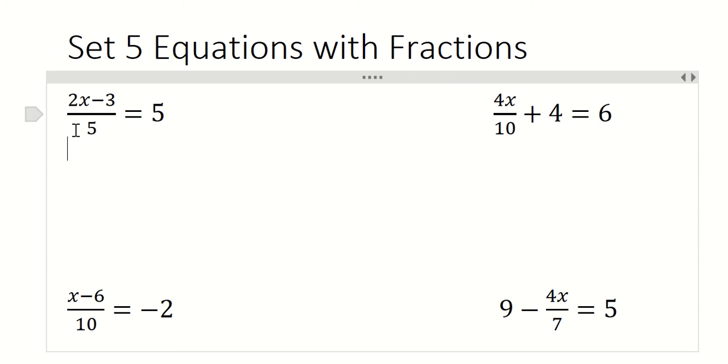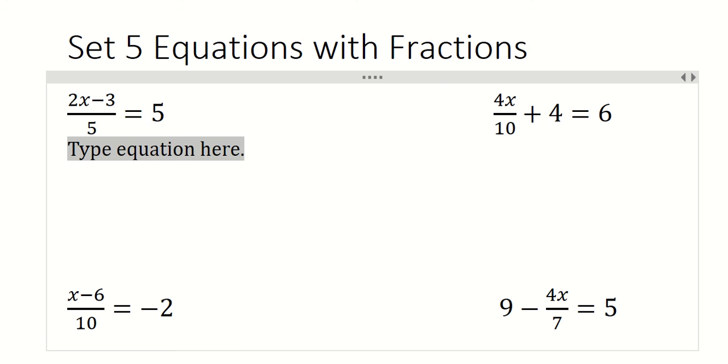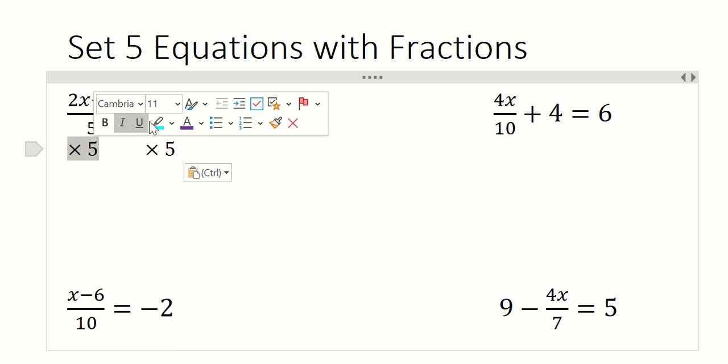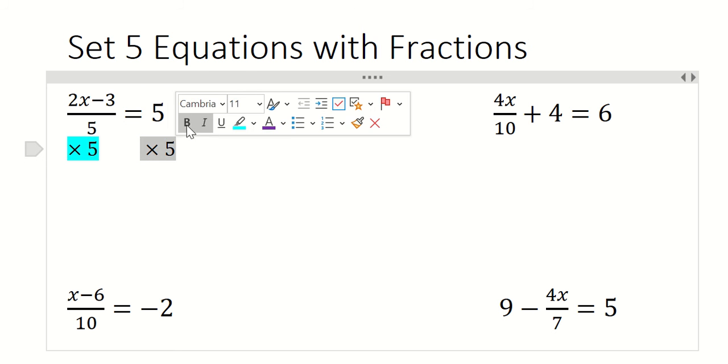So the easiest thing to get rid of at the moment is this number 5 here on the bottom. This equation is, all of this on the top is divided by 5. So the opposite of dividing by 5 is, of course, timesing by 5. So we are going to multiply this side by 5, and we are going to do the same to the other side, because whatever we do to one side, you all know we have to do to the other. Okay, so we're going to times this by 5, and we're going to times the other side by 5.